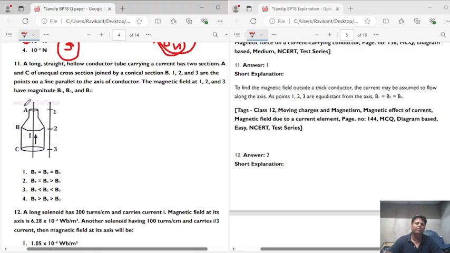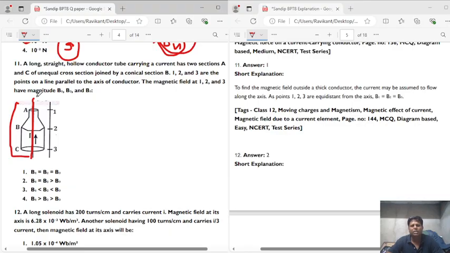You see what they are saying, that this is a conductor and this conductor has different cross-sectional areas. At A it has a smaller cross-sectional area and at C it has a larger cross-sectional area. And these two different cross-sectional areas are connected with the help of a conical section B, right? And this metallic tube is conducting current. So whenever a tube is conducting current, we assume that the entire current is flowing through the axis of the tube, right? Axis of the current.